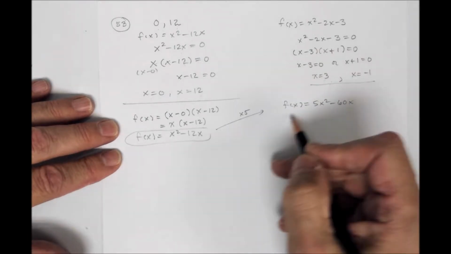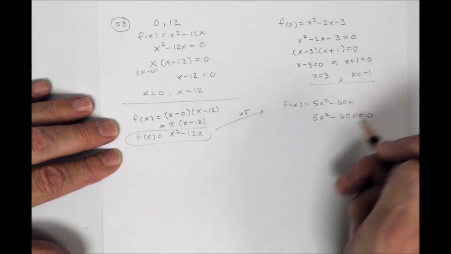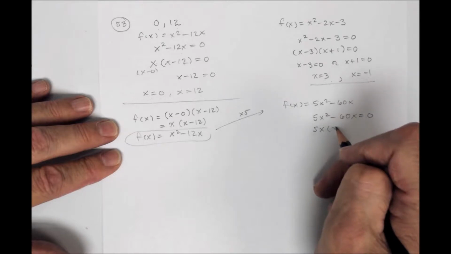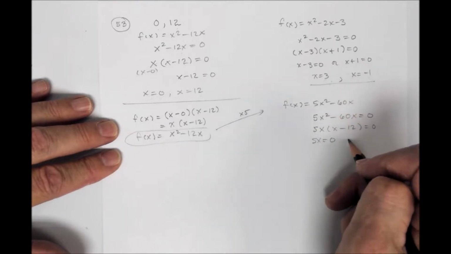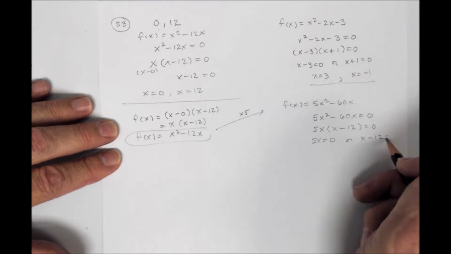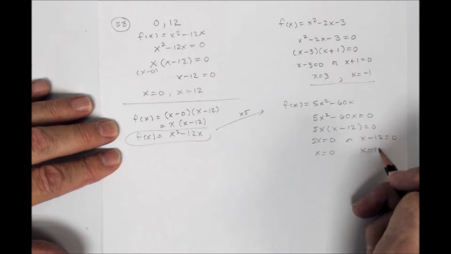So if I look for the zeros here, I would set 5x squared minus 60x equal to 0, factor out 5x, set each one of these things equal to 0, divide by 5, add 12. Do you see how I get the same two zeros?